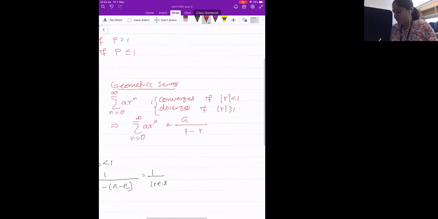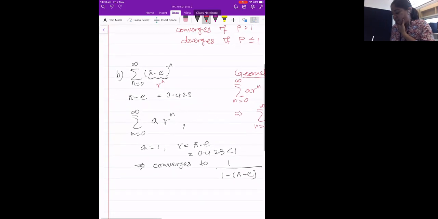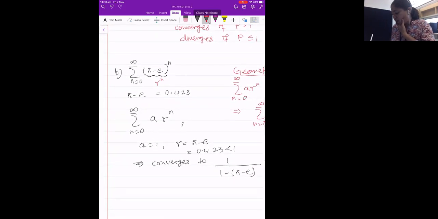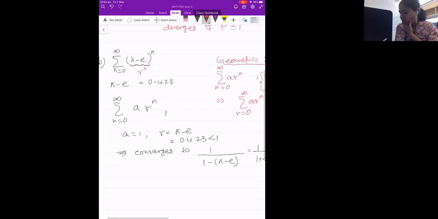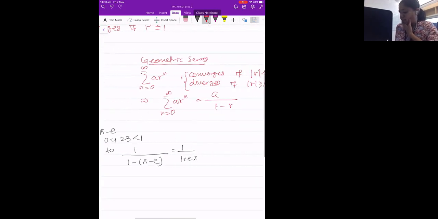You could apply the geometric series concept. In general, a geometric series has a r to the power n. The series converges if r is between -1 and 1, or diverges otherwise. So in this case, a is 1, r is 0.423, which is less than 1, so it converges, and it converges to a over 1 minus r. That's 1 over 1 plus e minus pi. Is that clear enough?